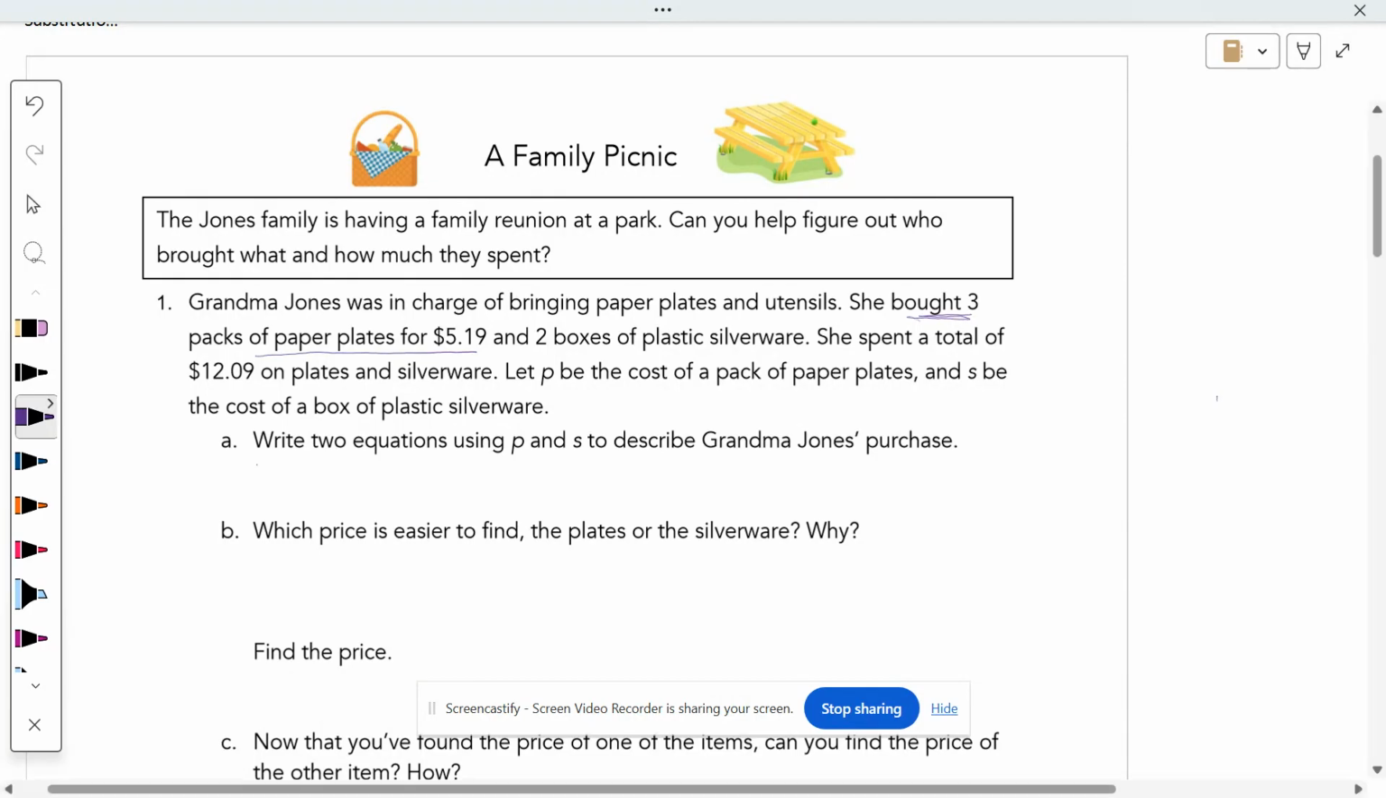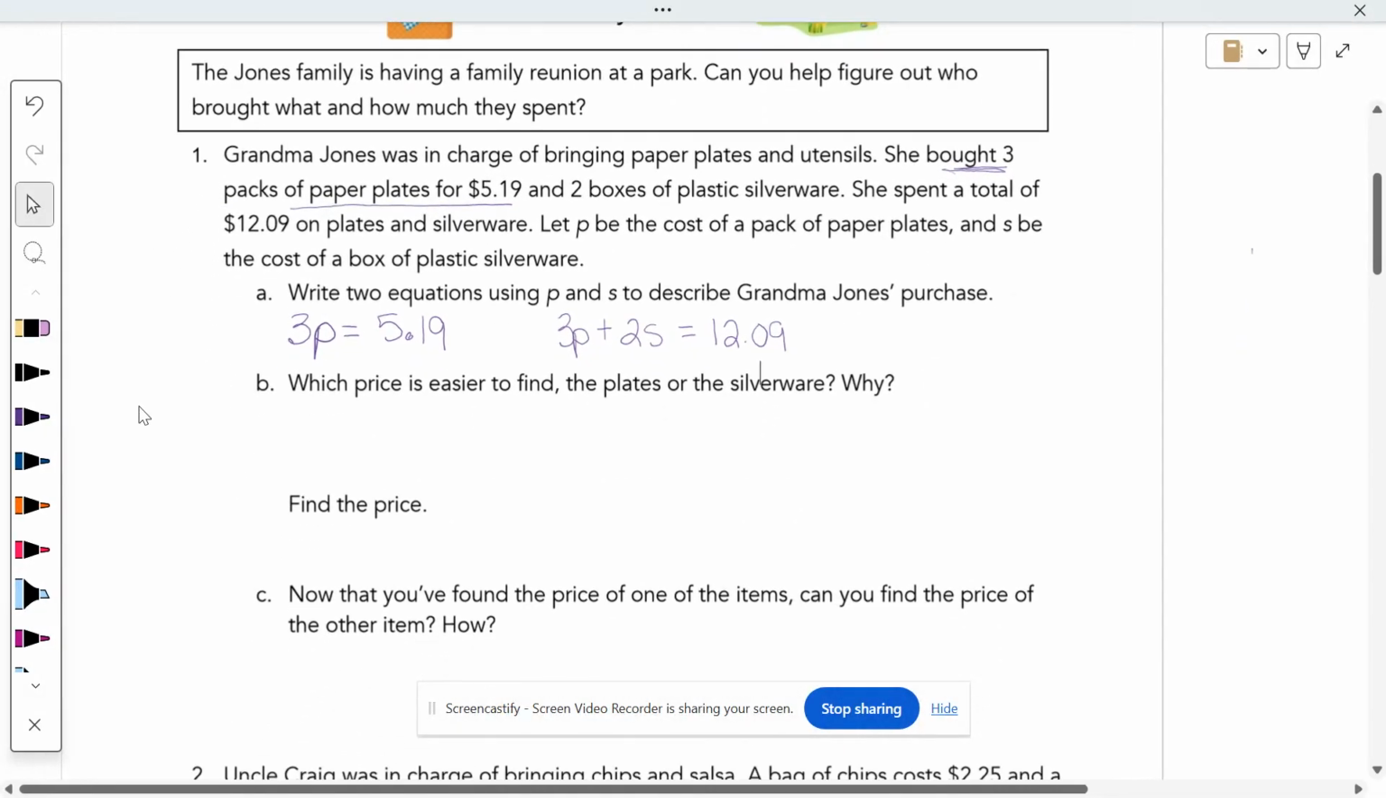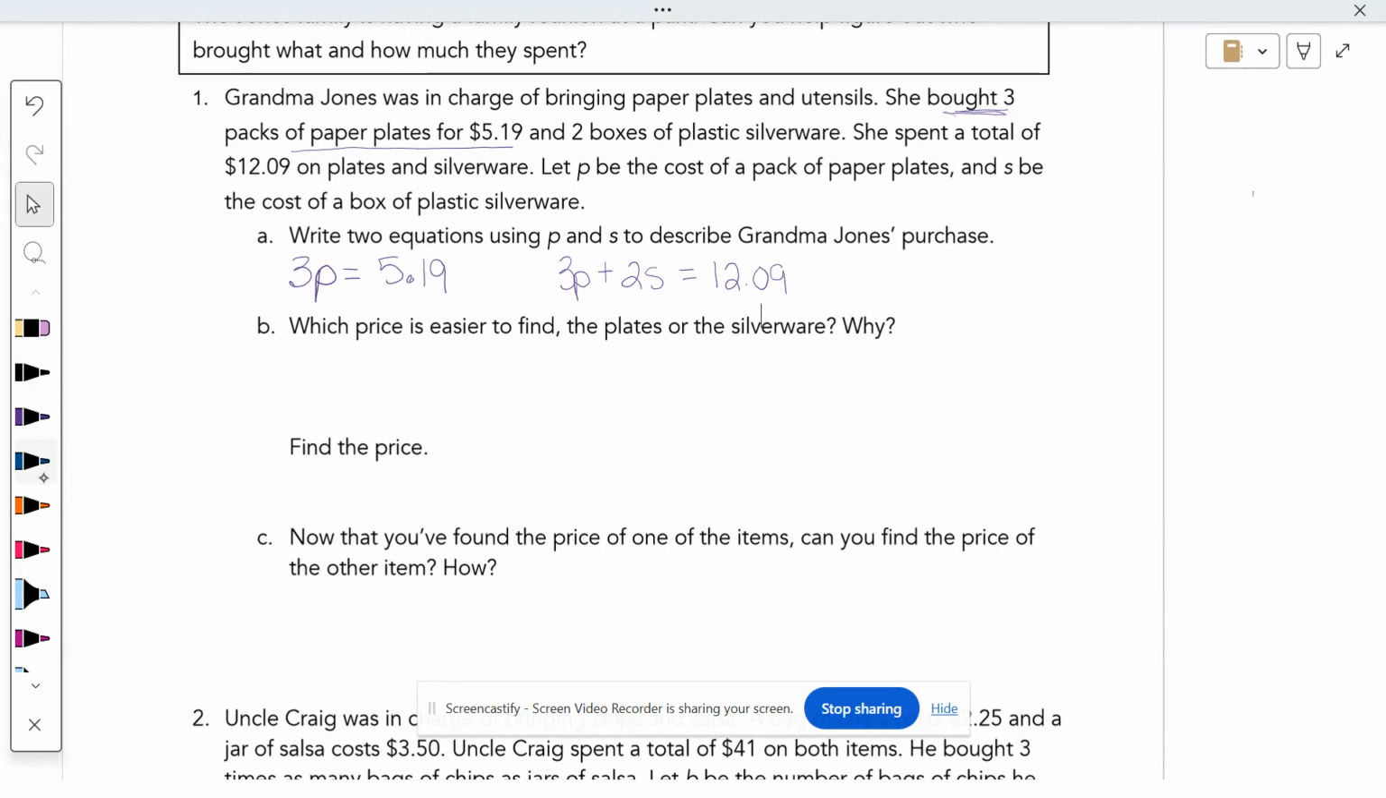Well, first of all, she bought 3 packages of paper plates, so 3P, and she spent a total of $5.19. We also know that she bought 3 packages of paper plates and 2 boxes of silverware for a total of $12.09. So those are our 2 equations. Which price is easier to find?